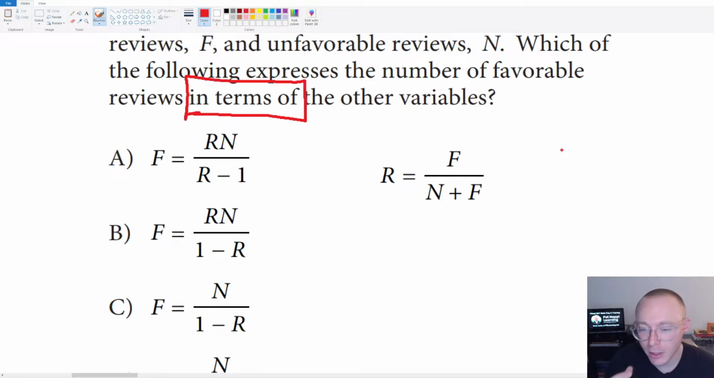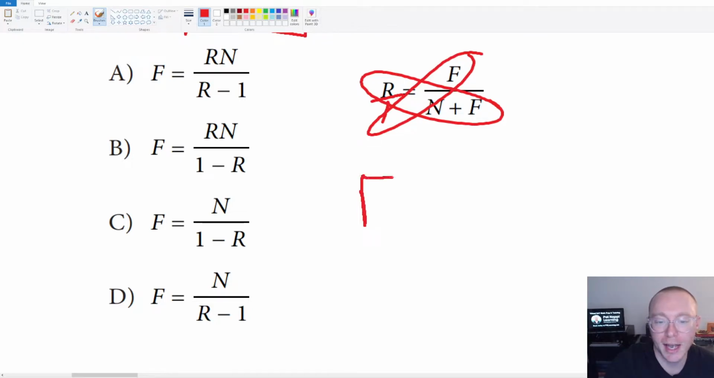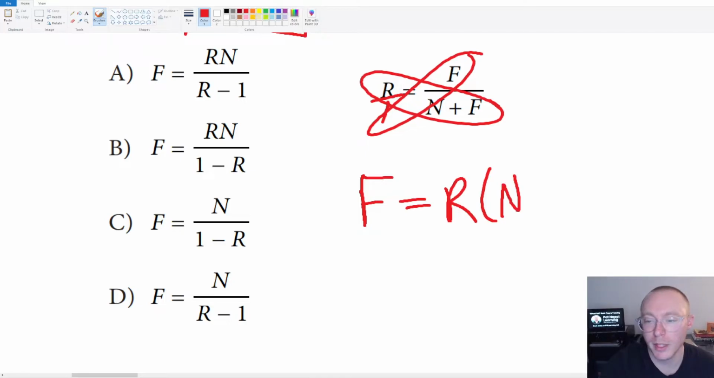Well, for me, I think it would be easy to first remember that any whole number or quantity like R can be written as a fraction, and when we have a fraction equal to a fraction, it's going to allow us to cross multiply. So we're going to get F times 1, you're going to get F equaling R times the denominator N plus F. And so we've got an F alone.